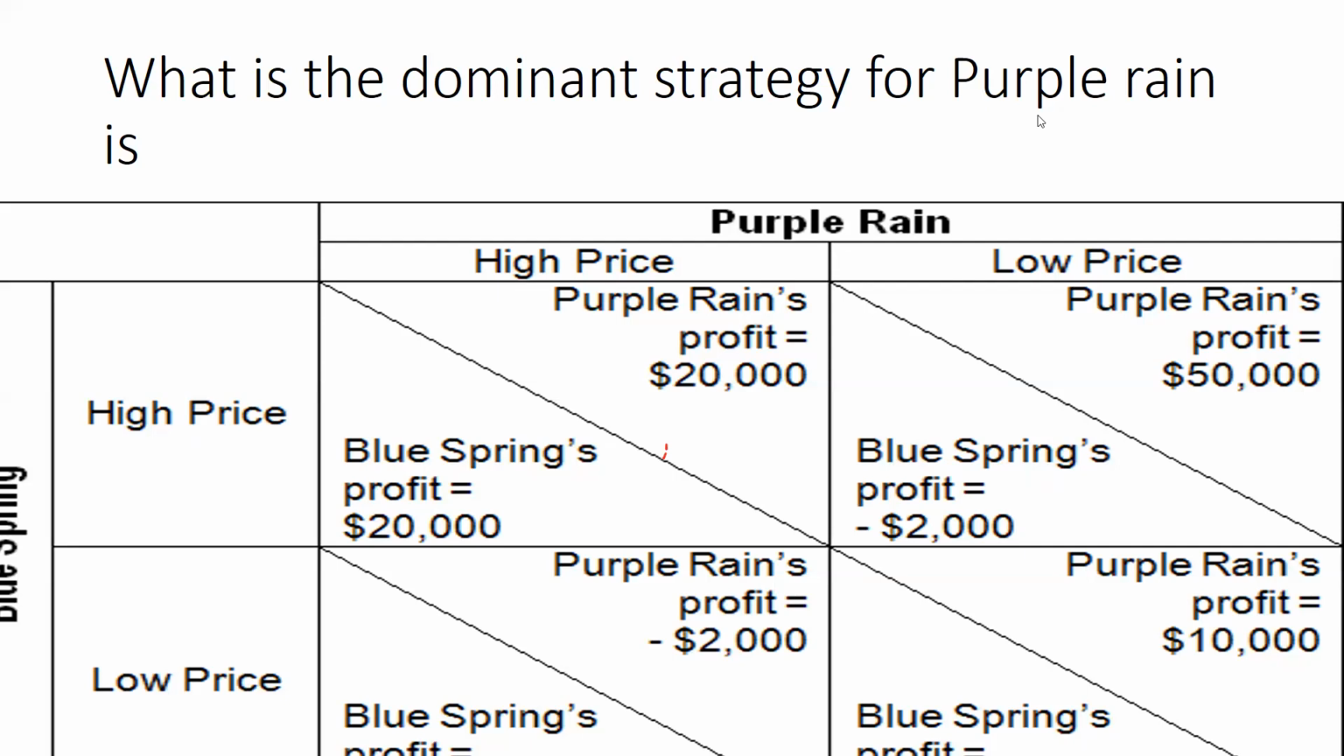I hope we could figure out the dominant strategy for Purple Rain here. Okay. I will give you a minute to look at this and try to figure out the dominant strategy. Again, while it's not all the time, there are times where the FRQ is on game theory.